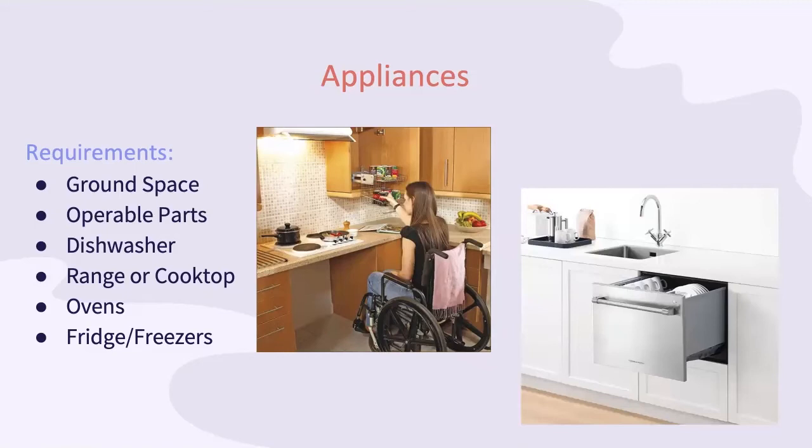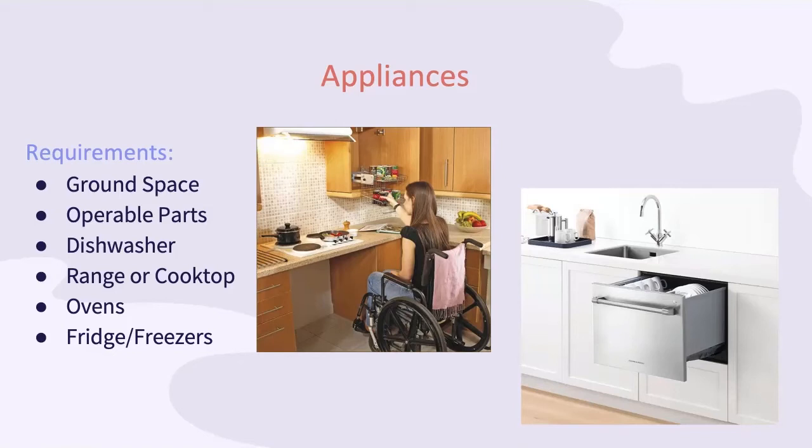And then range cooktops. So for ranges or cooktops with a forward approach, there needs to be knee and toe clearance and also insulation to prevent any burns or injuries. Additionally, all of the controls should be placed in a way that doesn't require reaching across burners. So you can see in the example too, there's clearly enough space for knee and toe clearance, and all the controls are right in the front.